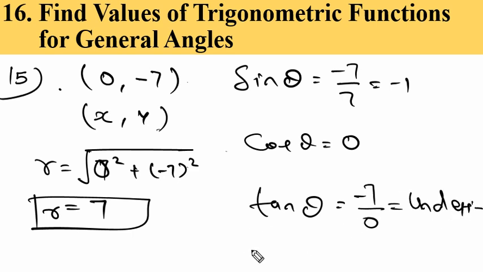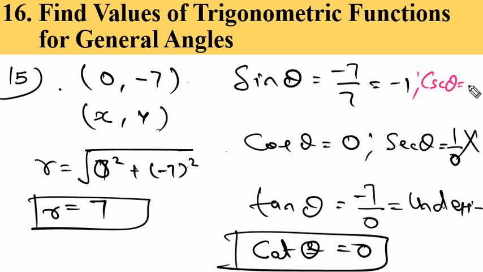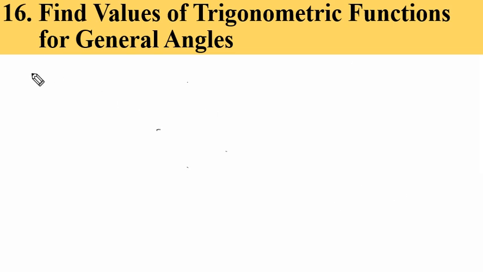Now what about cotangent? When tan is undefined, cotangent will be 0 because it is the opposite of this anyway. And what about secant theta? Secant theta will also be undefined because that will make it 1 over 0. And now what about cosecant? Cosecant theta will be negative 1, same.